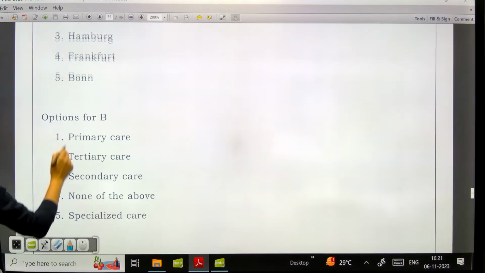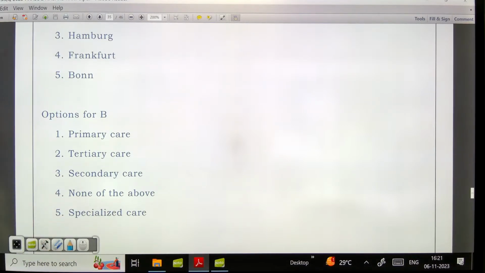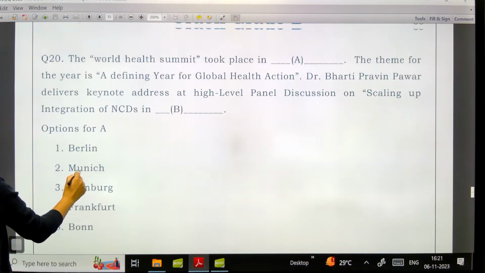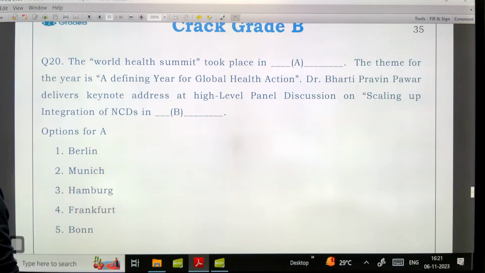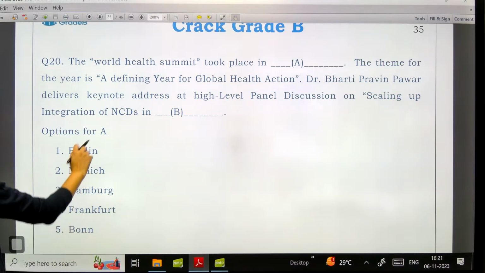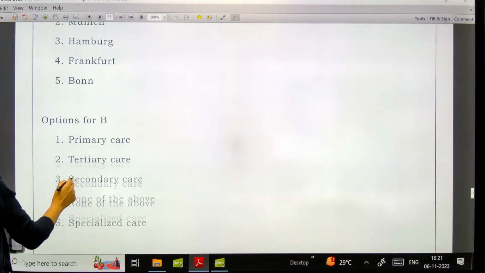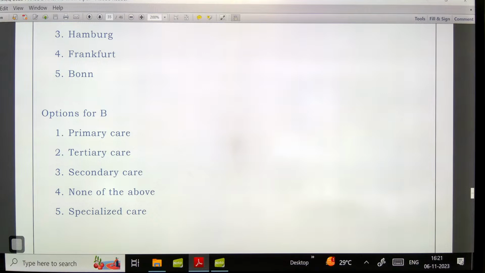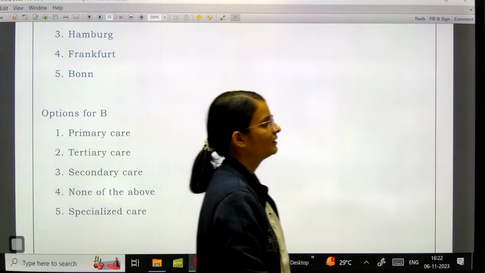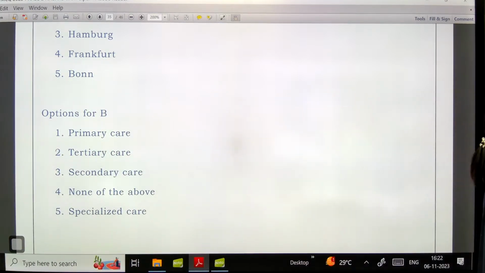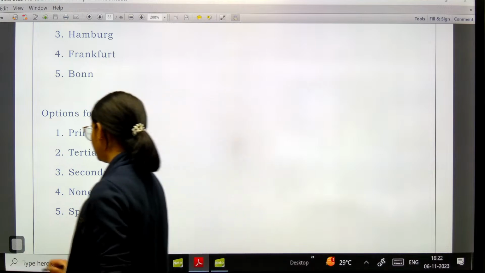Okay, second question, answer this one. Again look at the question for option B. A special high-level panel discussion was there on scaling up the integration of non-communicable diseases in which sector? Primary, tertiary, secondary, none of the above, or any specialized sector. Yes.